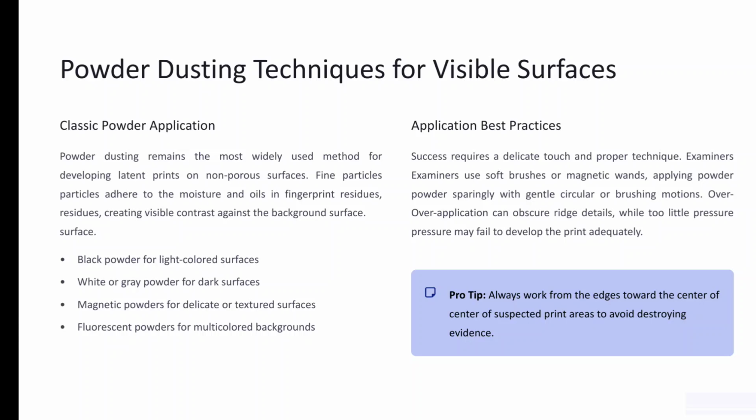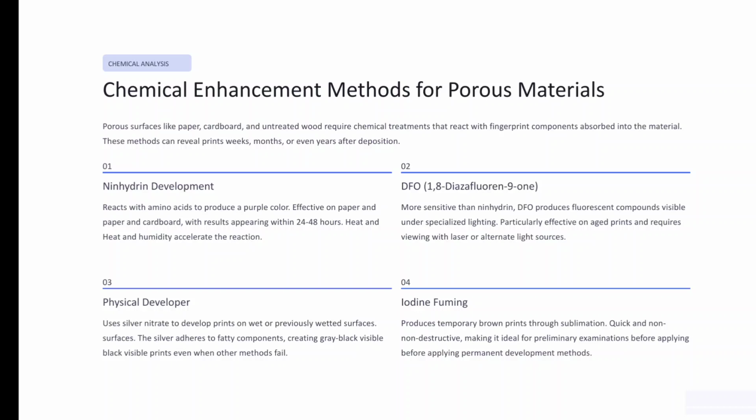Chemical methods work on both porous and non-porous materials. Ninhydrin development is highly effective on porous surfaces like paper and cardboard. It reacts with amino acids in fingerprint residues over 24 to 48 hours, with heat sometimes used to accelerate the reaction. Physical developer uses silver nitrate to develop prints on previously wetted surfaces, particularly effective on documents. For non-porous surfaces, iodine fuming vaporizes iodine crystals to reveal brownish prints.